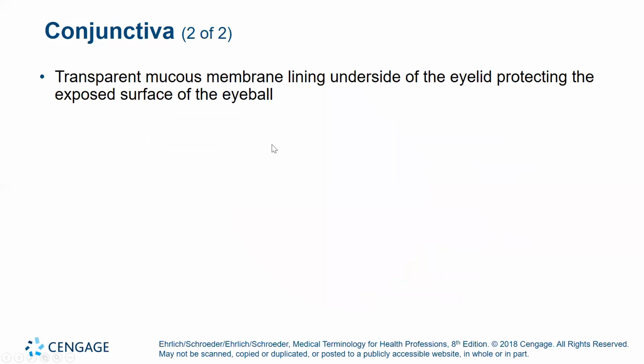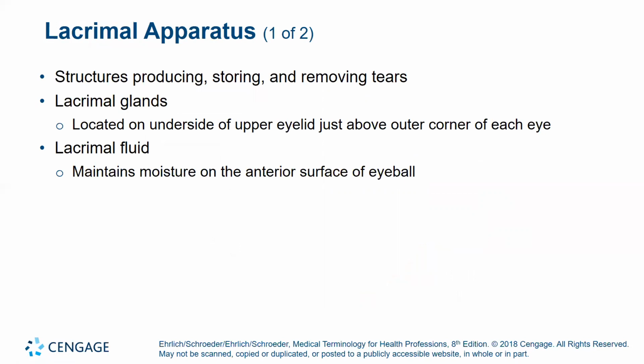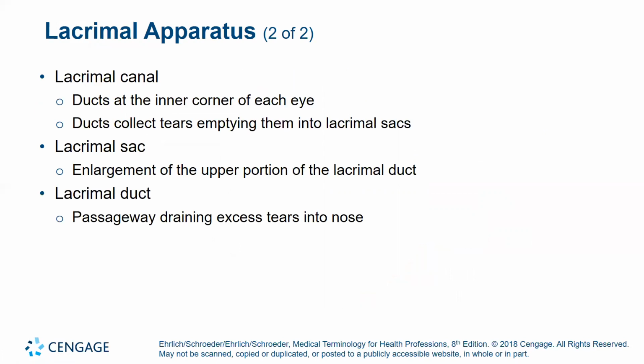So the conjunctiva, these are transparent mucous membranes lining underside of the eyelid. This protects an exposed surface of the eyeball. The lacrimal apparatus, these are structures producing, storing, and removing tears. So we have the lacrimal glands and the lacrimal fluid. We have the lacrimal canal, lacrimal sac, and the lacrimal duct.